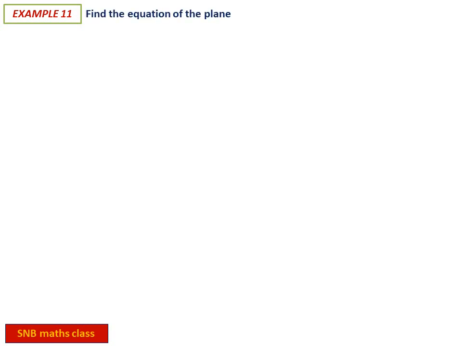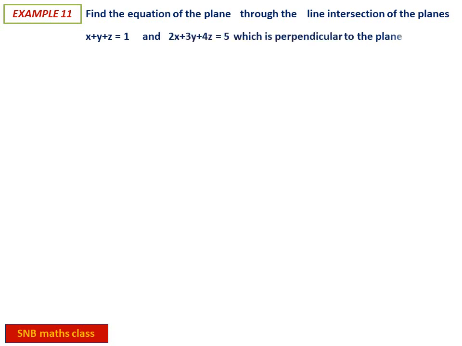Find the equation of the plane through the line of intersection of the planes x plus y plus z equal to 1 and 2x plus 3y plus 4z equal to 5, which is perpendicular to the plane x minus y plus z equal to 0. Of course, here the condition is a little bit difficult. Let me show you the diagram first.